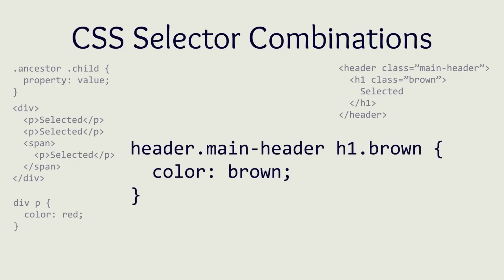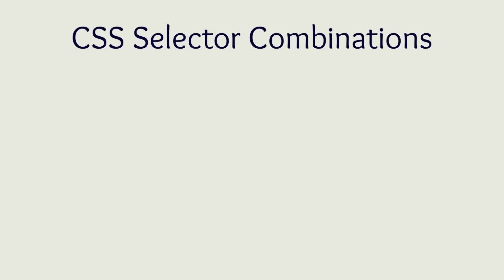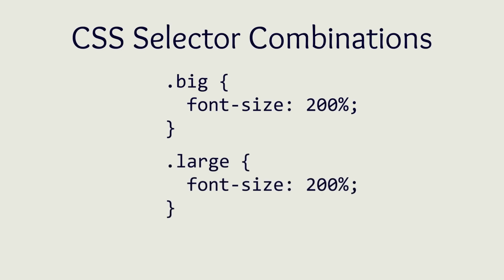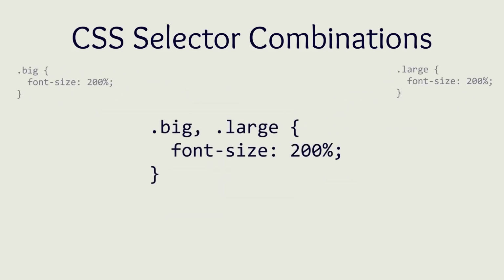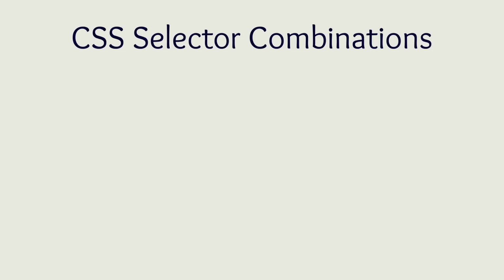The last common combination of selectors is when you want to share a set of style properties and values between multiple selectors. If you have a class big and another class large that both have the same style properties and values, then you can combine these selectors into one selector by using a comma between the selectors. This allows you to avoid duplication. It is important to note that all of the CSS combination selectors can be used together to create even more complex combinations if needed. There is also one other form of selector, the everything selector, that is used to select every element on the entire web page. This selector is defined as the asterisk symbol and is only really used to set some defaults for your entire web page, such as font family.